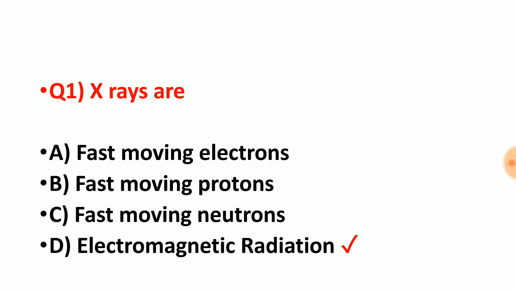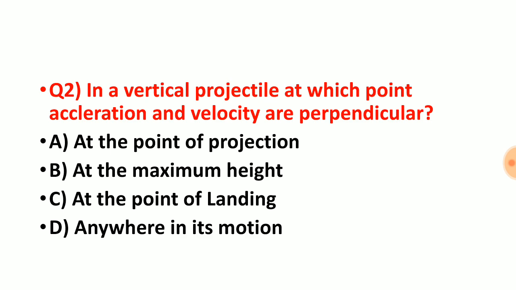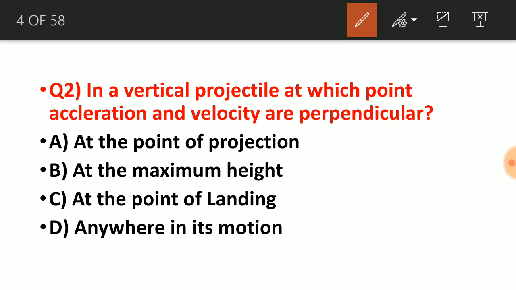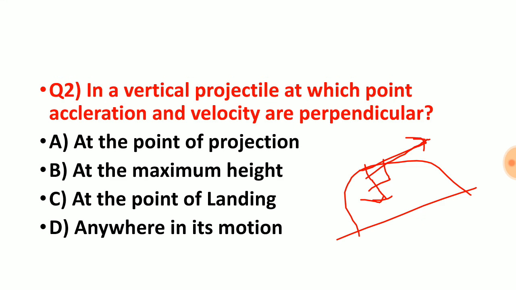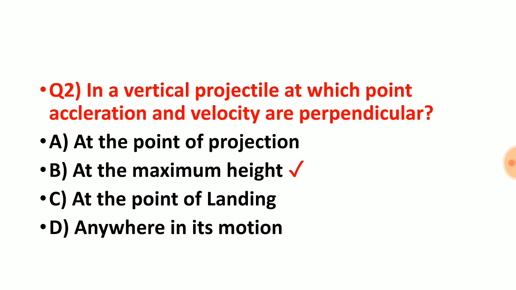Question number 2. In a vertical projectile, at which point are acceleration and the velocity perpendicular? If we see a vertical projectile, like this, at the maximum height, its vertical component of velocity becomes 0. So only this component, called the horizontal component, gives the resultant velocity, and at this condition acceleration due to gravity is downward. So the angle between them is 90 degrees. So it is perpendicular. So at the maximum height, the velocity and the acceleration are perpendicular. Because of that, option choice B is the correct answer for question number 2.